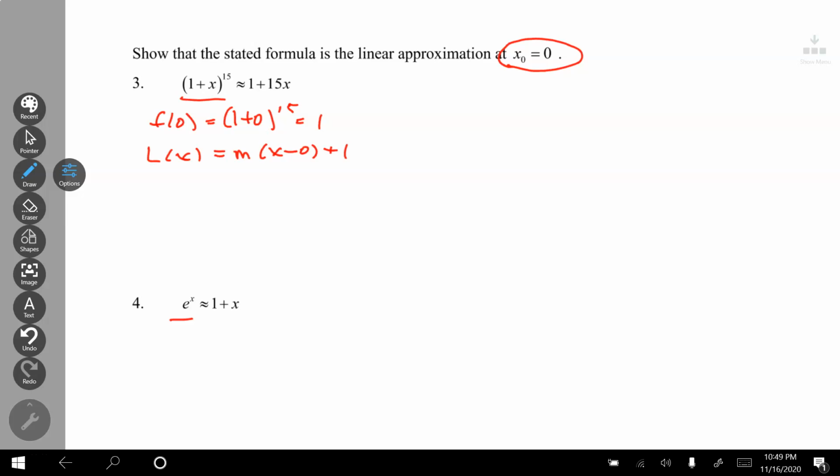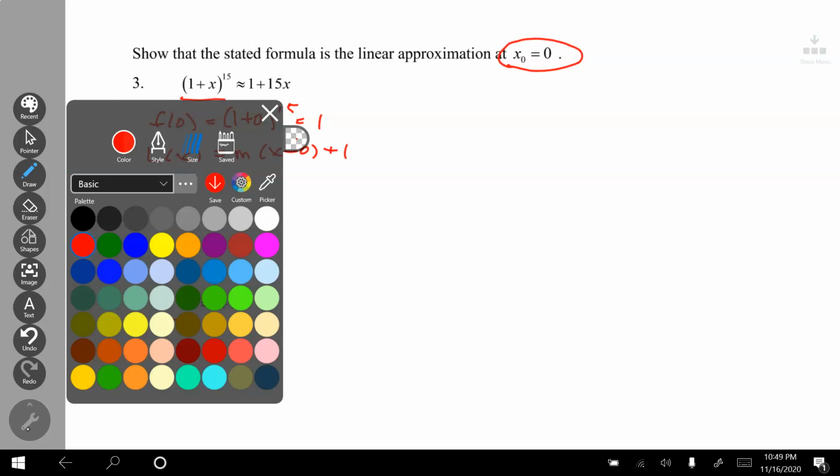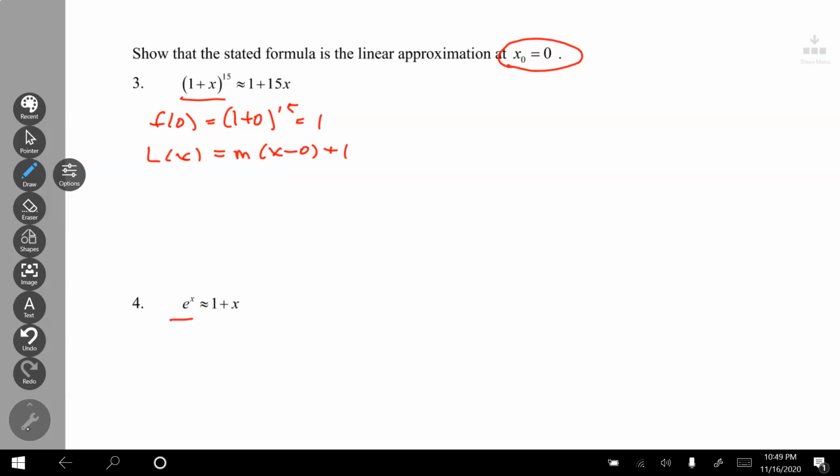So now I have to figure out the slope. So I have to do some chain rule here. So my function is equal to 1 plus x to the 15th. If I recall, the derivative, by using my chain rule, is going to be 15 times (1 plus x) to the 14th. The derivative of x is just 1.